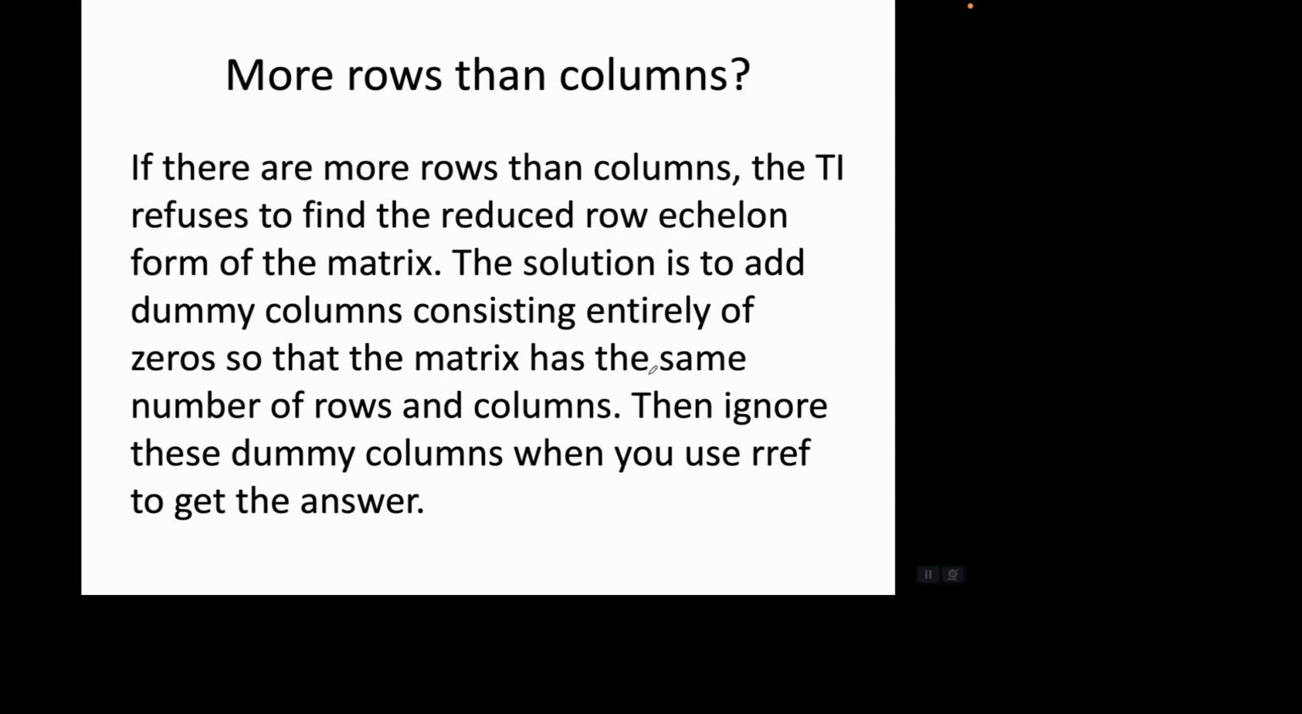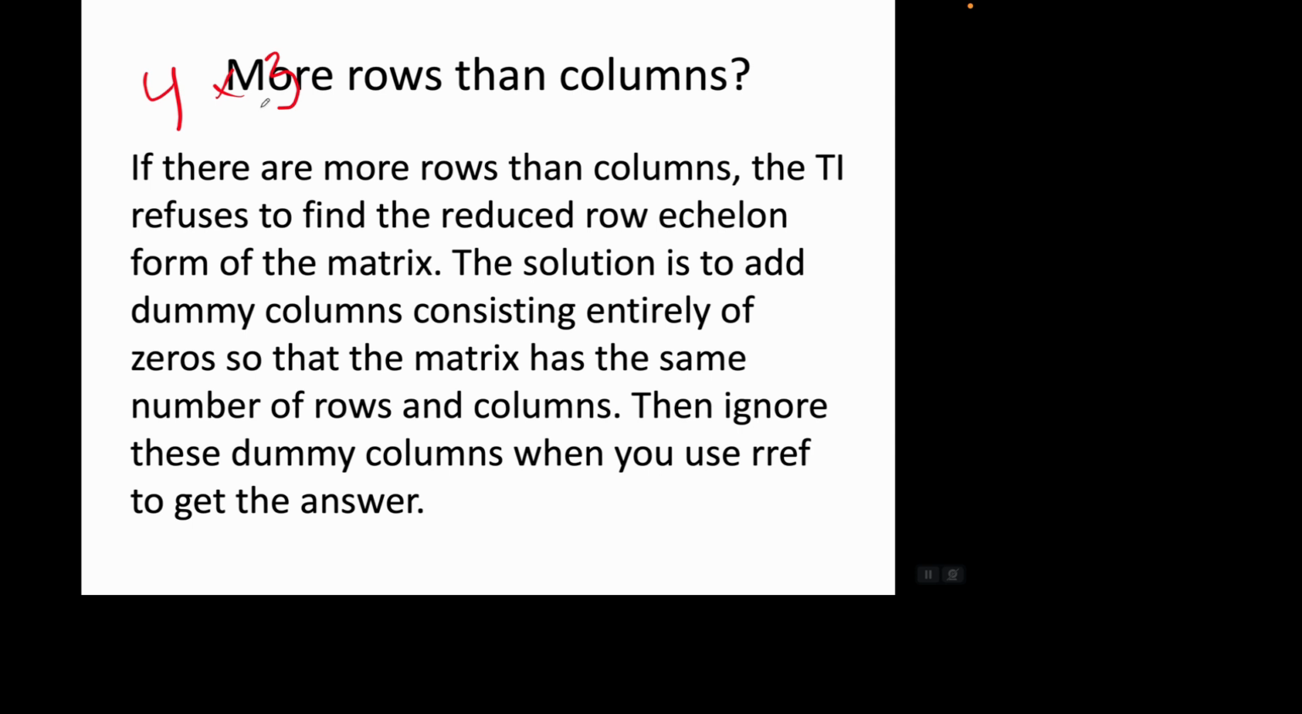What if you have more rows than columns? If there are more rows than columns, so for example, if you have a 4 by 3 matrix, something like that, the TI refuses to find the reduced echelon form of the matrix, absolutely refuses.